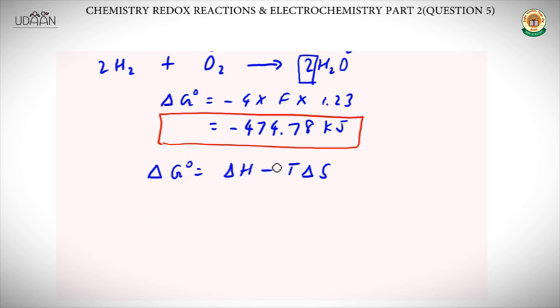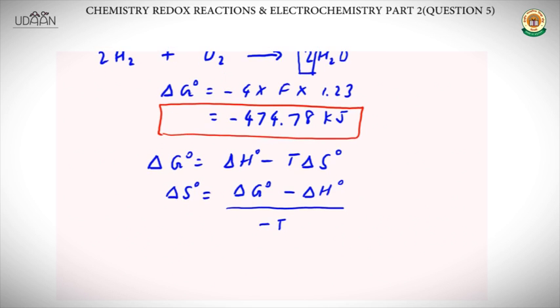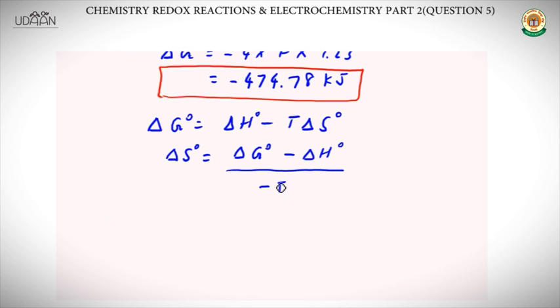This would be standard, so we have to put knots: delta G naught, delta H naught, delta S naught. From this equation we can write that delta S naught is equal to delta G naught minus delta H naught by minus T. We know that it is at 298 Kelvin, so the value of T would be 298.